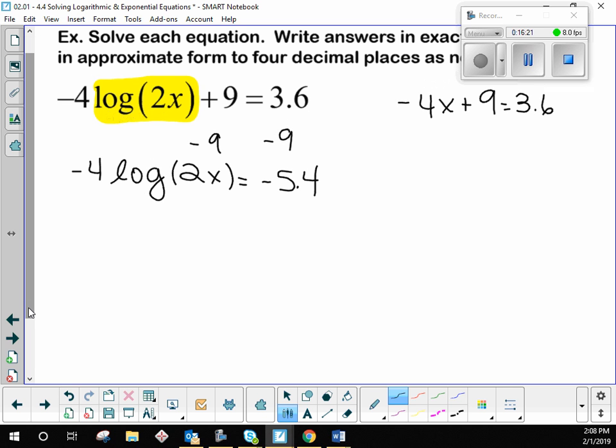Who's good with that step? I just did the -9. Okay, what do I do next? Divide by -4.